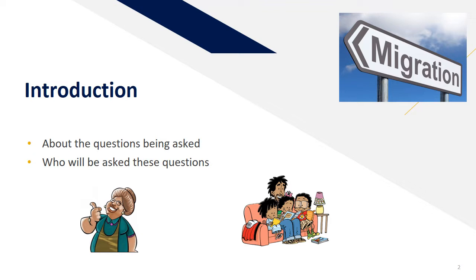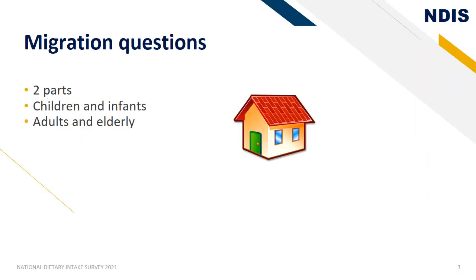So who will be asked these questions? Every selected person in the household, an adult, elderly, child, and infant, needs to answer the migration questions. These migration questions must be completed for a maximum of 4 people in the household. The parent or guardian or caretaker of children and infants will answer on their behalf. Please note that there are separate questions for the child and infant and for the adult and elderly. We will now look at these two different formats of questions.